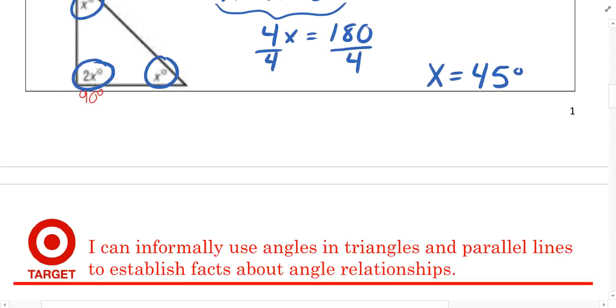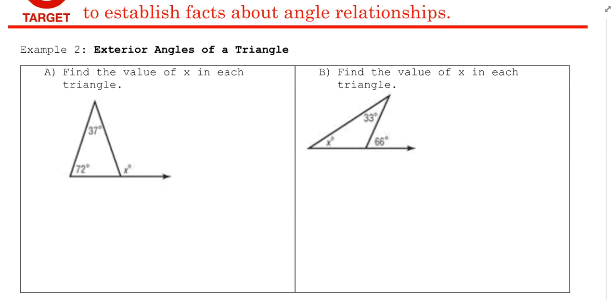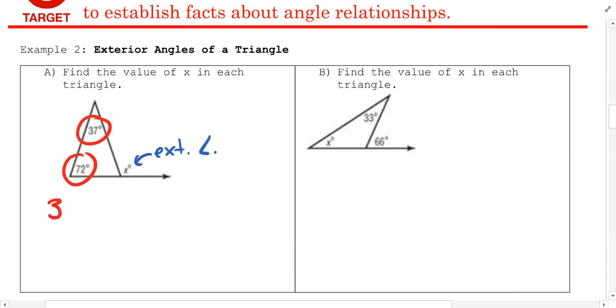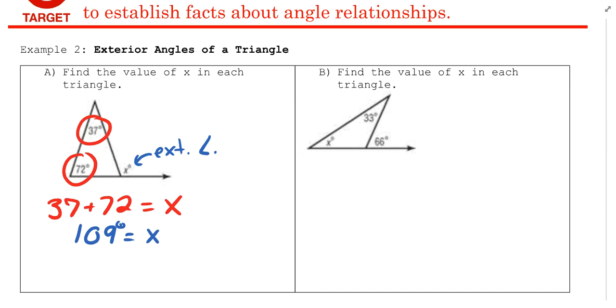So if I look back at my first example here, I see my exterior angle is x, and my two opposite interior angles are 37 and 72. So I can go by my fact that 37 plus 72 is going to be equal to that exterior angle. And 37 plus 72 is 109. So my exterior angle is 109 degrees.